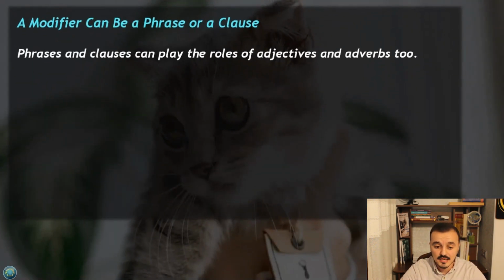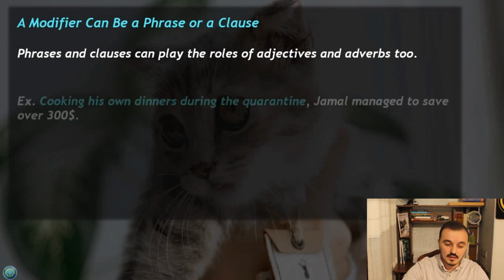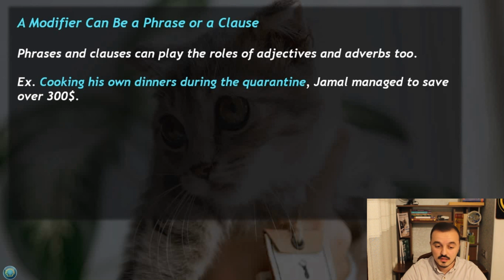A modifier can be a phrase or a clause as well. Let's have a look at the examples. Cooking his own dinners during the quarantine, Jamal managed to save over $300. Well done, Jamal. The first part of my sentence, cooking his own dinners during the quarantine, is a present participle phrase giving additional information about Jamal.